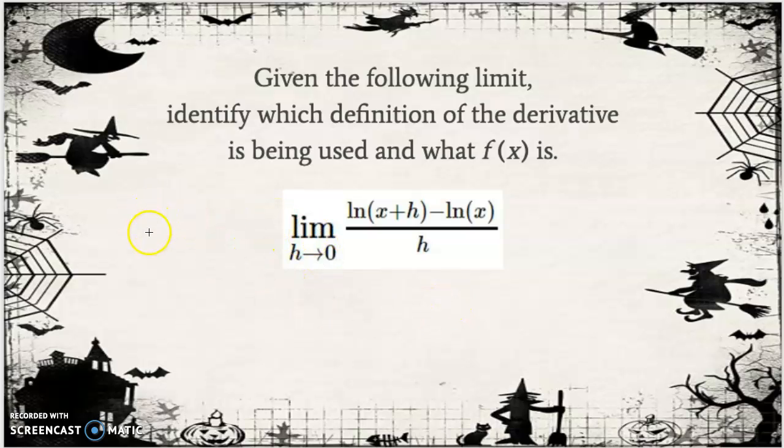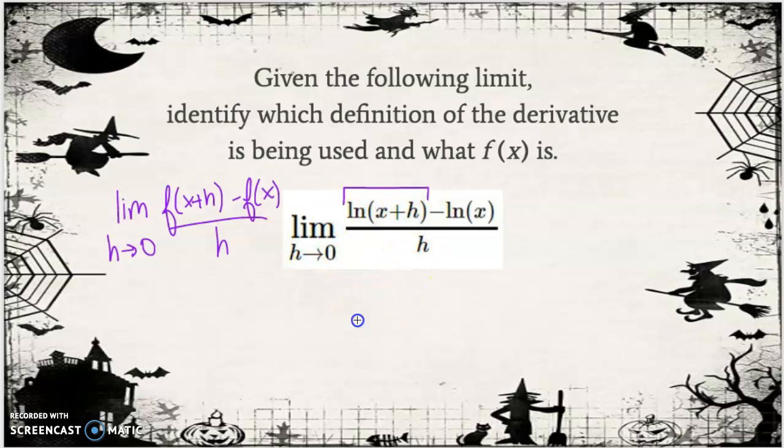Okay, hopefully we can recognize that this is my standard form, right? I have the limit of f of x plus h minus f of x all over h as h approaches 0. And so then looking at this, my first chunk is my function of my input, so my f of x is ln x, and that's what I'm trying to find the derivative of using the definition.